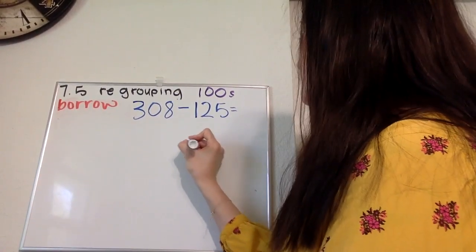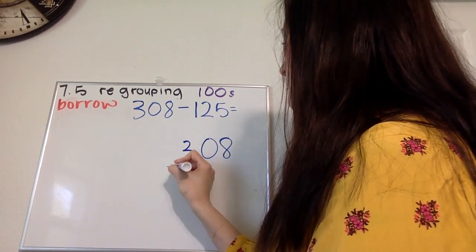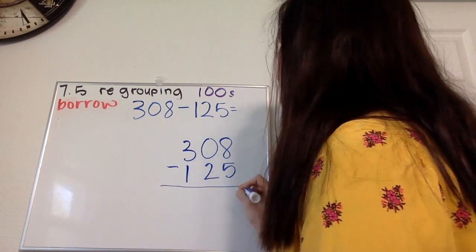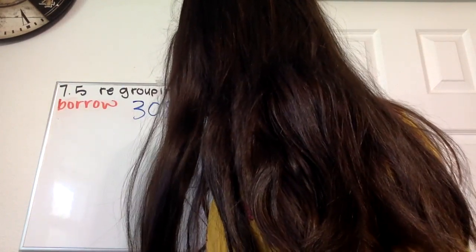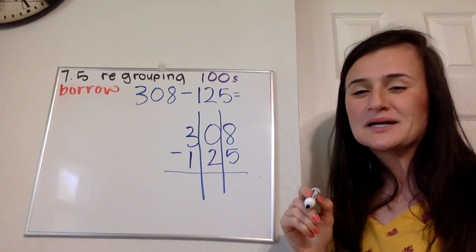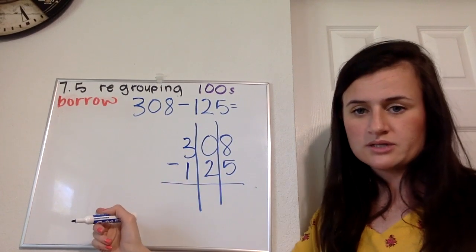So I have 308 take away 125. If you would like, you could draw the lines to separate the hundreds, the tens, and the ones. Now let's get subtracting. What we're going to do is we're going to do it the standard algorithm way first, and then we're going to check with a picture, okay?